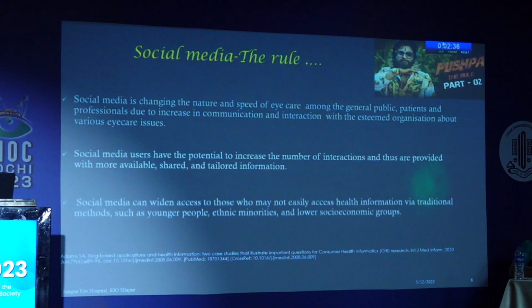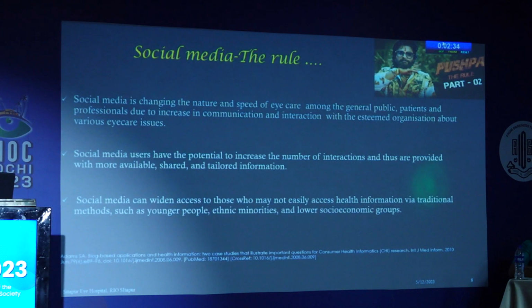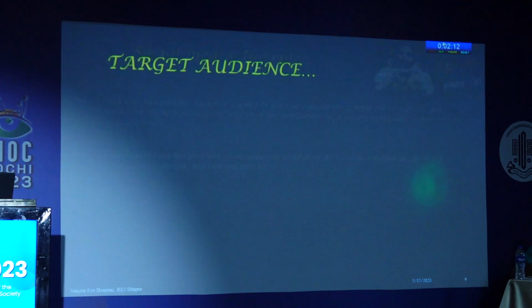Social media is changing the nature and the speed of eye care among the general public, patients and professionals, due to increased communication and interaction with the organizations dealing with eye care issues. It has the potential to increase interaction, and thus people are provided with more valuable, shared and tailored information. And it has wide access to those people who usually do not have access to the traditional modes of eye care. Now, who are our target audience?